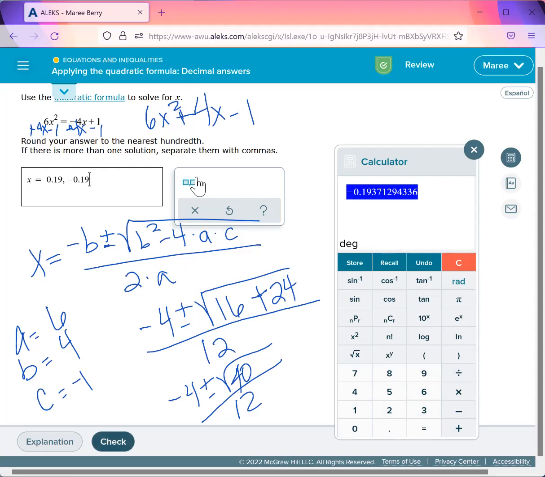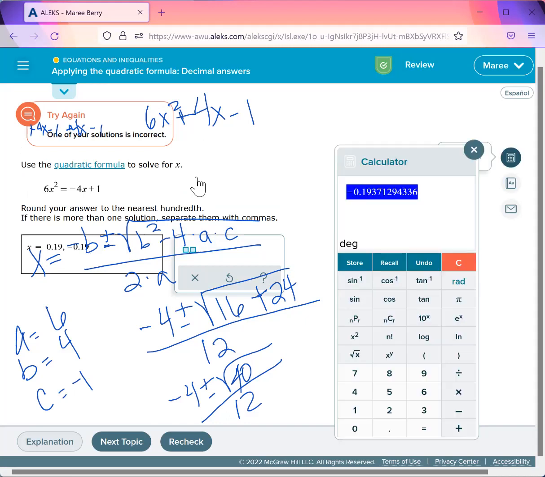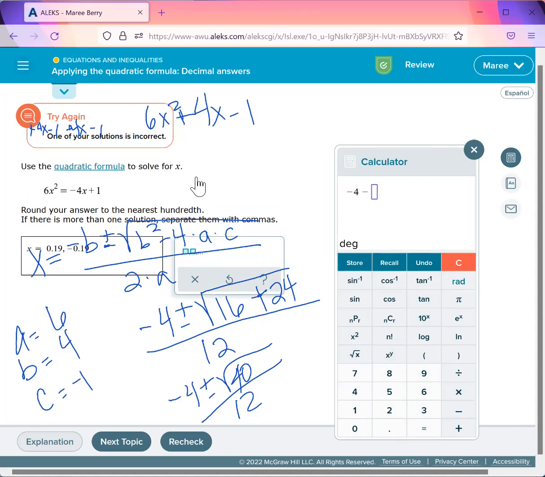All right, let's see. Okay, one of my solutions is incorrect. This happens quite often to me. So negative 4 plus the square root of 40 divided by 12, 0.19, got that one. And then we did negative 4 minus the square root of 40. Oops, I didn't do the square root. How do you go back? There we go, minus the square root of 40, get an answer, divided by 12.